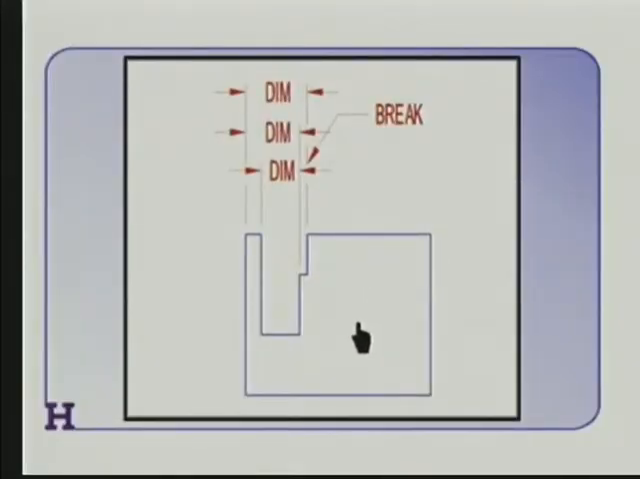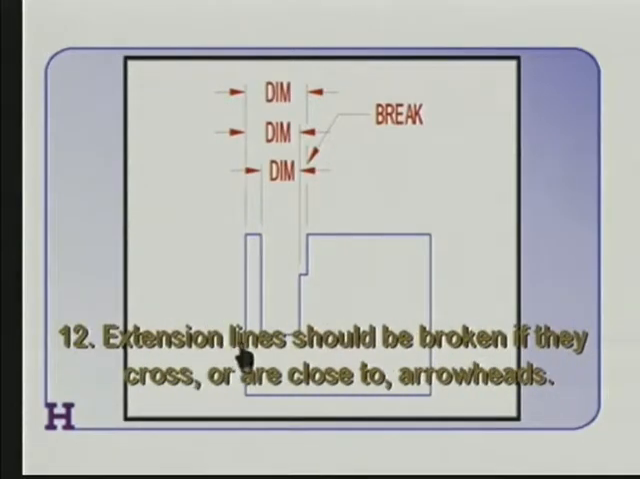I break for arrowheads. Extension lines should be broken if they cross or if they're close to an arrowhead. Here we have these extension lines coming up here, and it may be hard to see on the TV camera, but there's a little break in these extension lines to make room for that arrowhead. Again, we're just trying to keep it neat and tidy and to promote clarity with these principles.